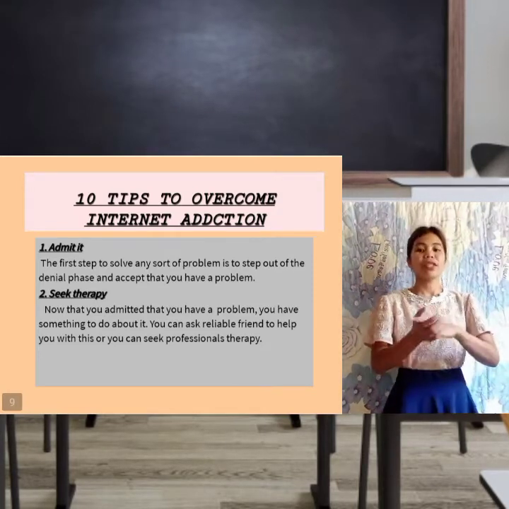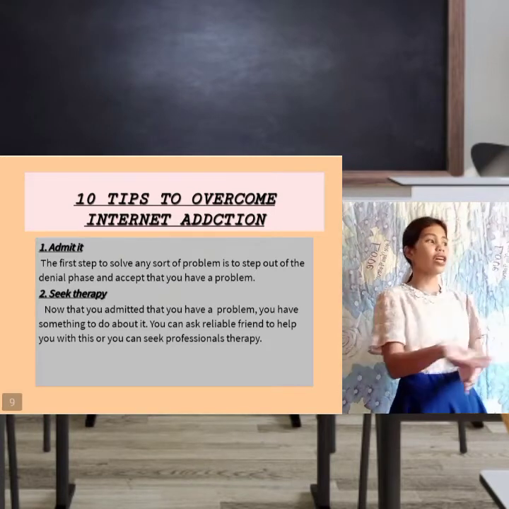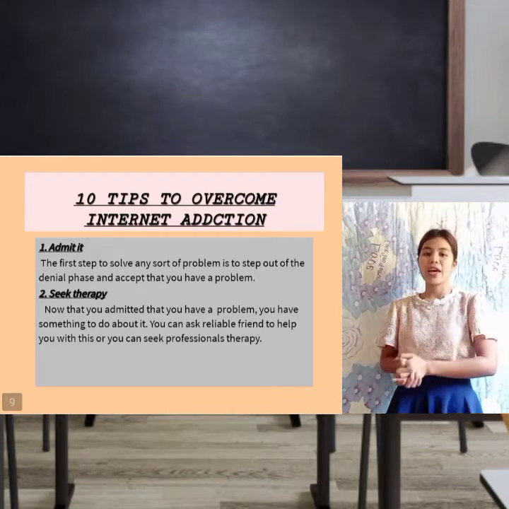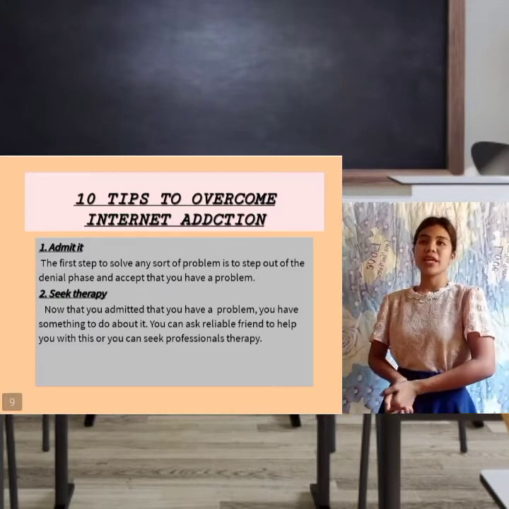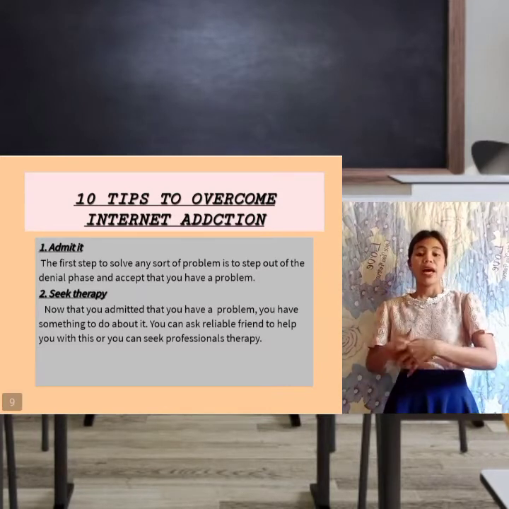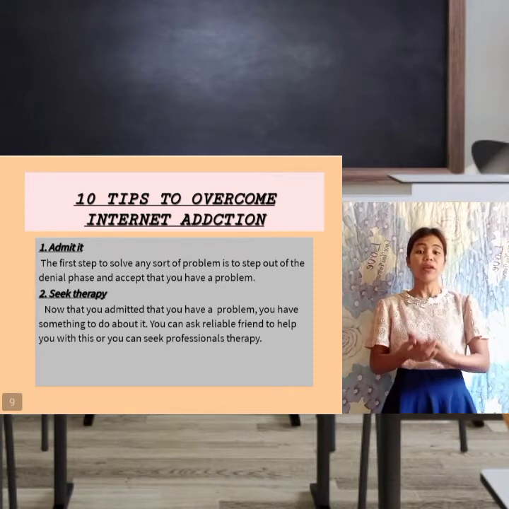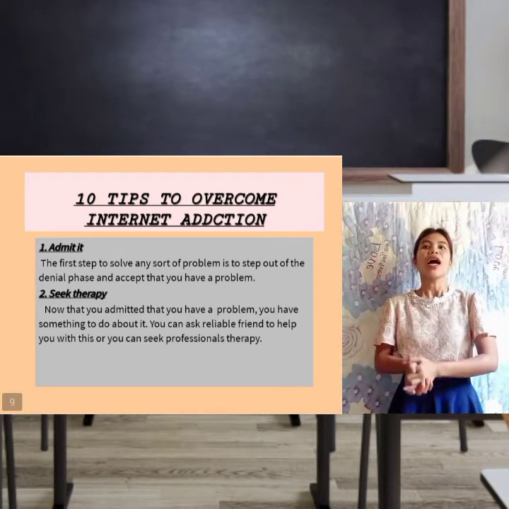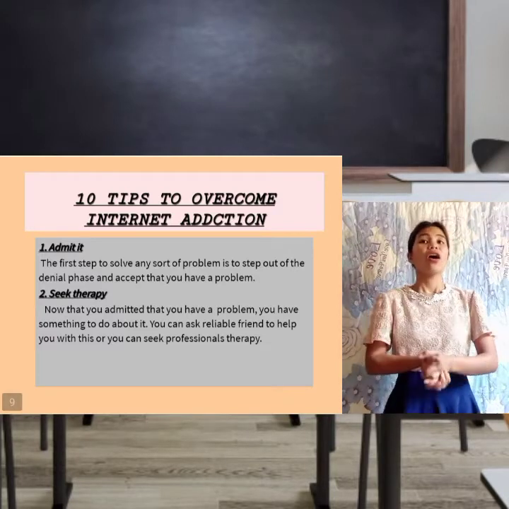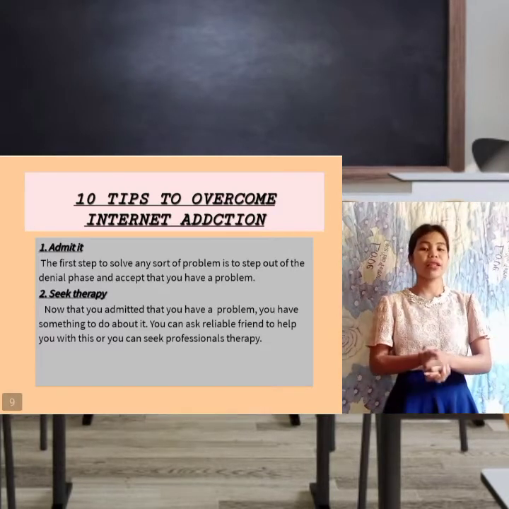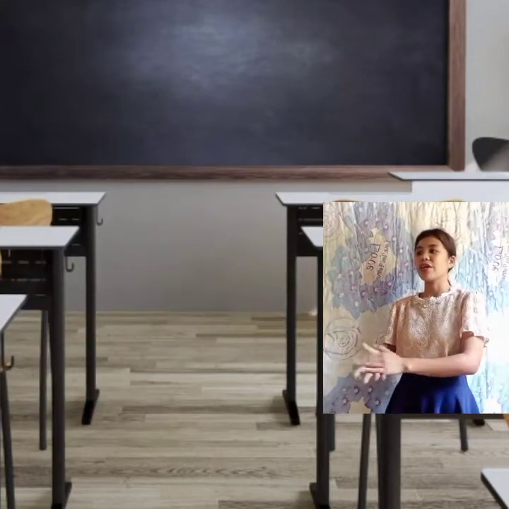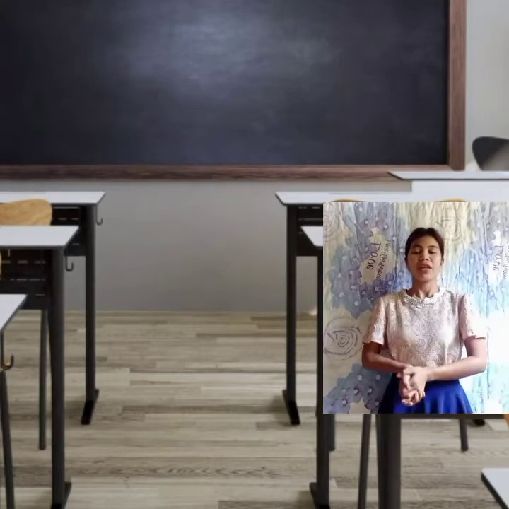Remember that. So the next one, who can read? Yes, Ira. Okay, thank you. The next one is seek therapy. Now that you have admitted that you have a problem, you have something to do. When you accept that you have a problem, of course, you have to do something. You can ask reliable friends to help you with this, or you can seek professional therapy, class. So the next one, who can read? Yes, Bia. Okay, Bia, thank you.